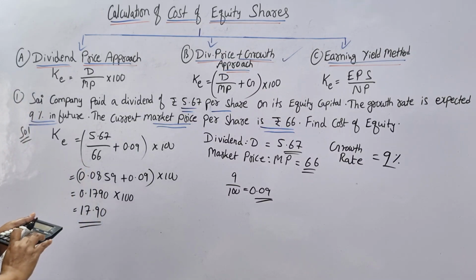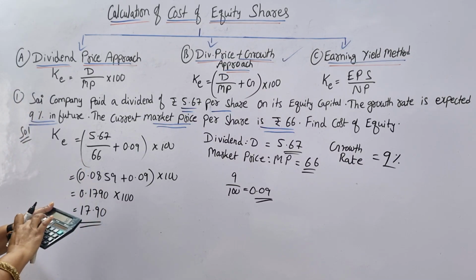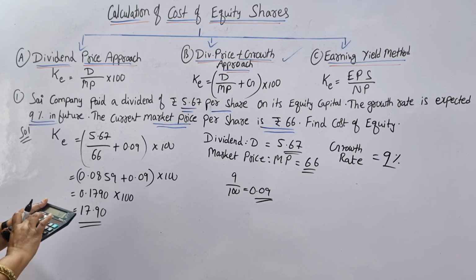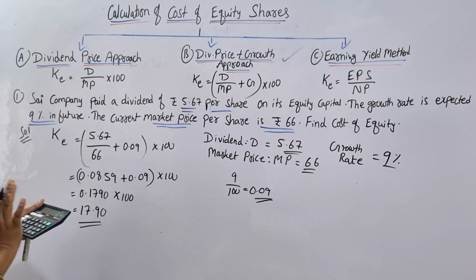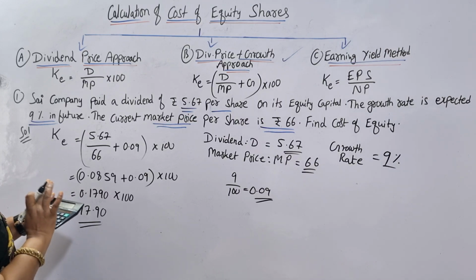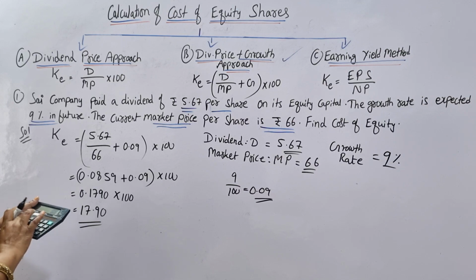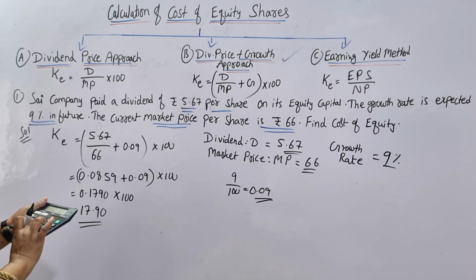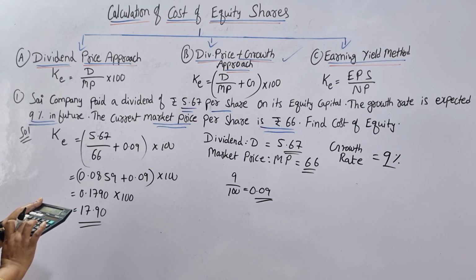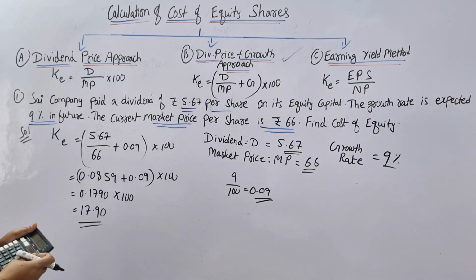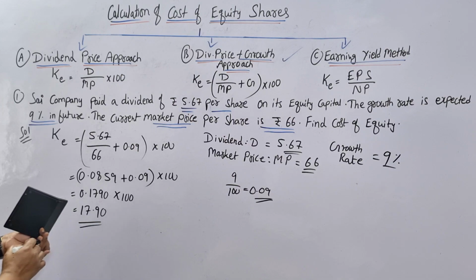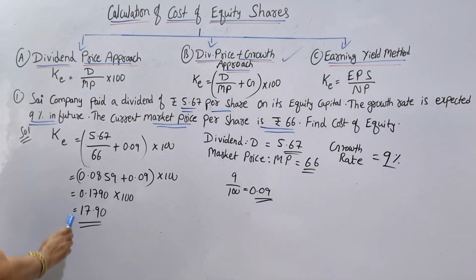Let me check the calculation. 5.67 divided by 66 is 0.0859, correct. 0.0859 plus 0.09 is 0.1759. Okay. So this is the cost of equity.